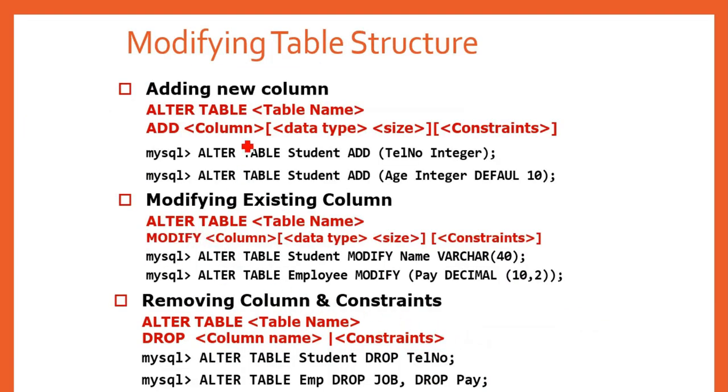If I have to add a new column, what will I write? Alter table name, then add column, then its data type, then its size, and if you want to apply a constraint we can apply that also. Let's see, alter table student, add a telephone number column, so tel number, then give the data type. Similarly, another alter table name, add age, we have to add it as integer type with a default value of 10. So here we use default, and we gave the default 10.